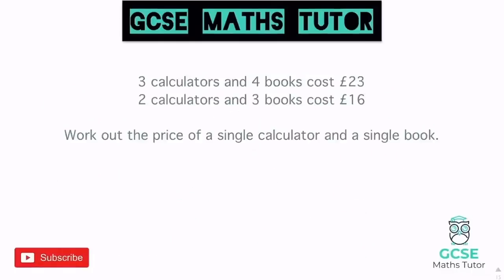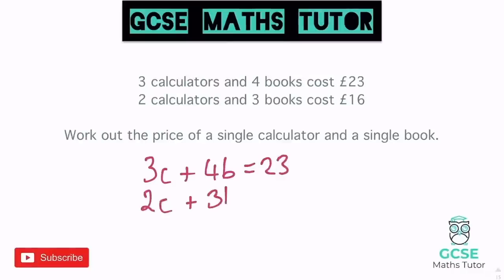Okay, so we've got some worded equations here. 3 calculators and 4 books cost £23, and 2 calculators and 3 books cost £16. Work out the price of a single calculator and a single book. So we have to create the equations ourselves here. Let's just call the calculator C, so 3C plus 4 books, let's call that B, equals 23, and we've got an equation there that looks similar to the last question. The next statement, we've got 2 calculators, so 2C, add 3 books, so 3B, equals 16. There we go, so we've got again an equation 1 and an equation 2.